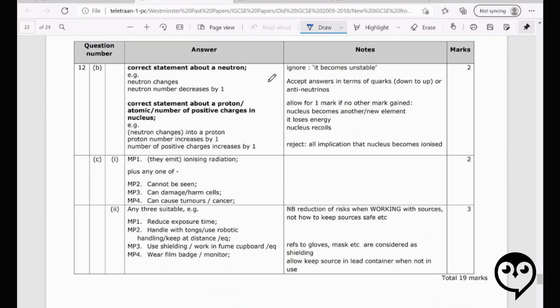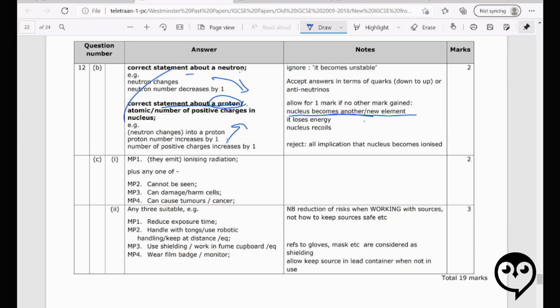Correct statement about a neutron: the neutron number is going to decrease by 1. Correct statement about a proton: it's going to increase by 1. That's all you really need to say. What's going to happen to the atom? Well, proton number goes up by 1, neutron number goes down. That's a little bit obvious, and therefore the mass is the same. Allow 1 mark for nucleus becomes another new element, if you haven't said either of these. It's only 1 mark, though. To be real specific, we've said that the proton number increases. I don't know if we explicitly said the neutron number decreases, so make sure you do that.